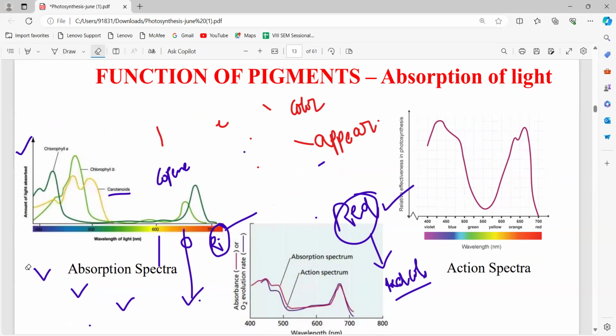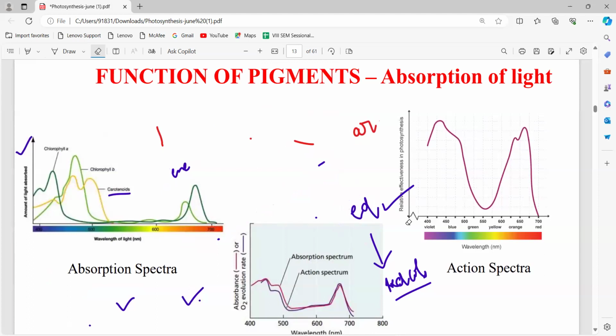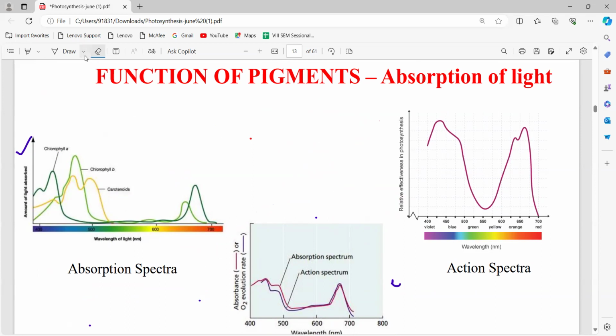So in final words, whatever color is absorbed by the pigment never appears in that color. But whatever color is reflected by the pigment always appears in that color only. Never get confused with this point. That is what we call absorption spectra. Then what do we call action spectra? Very simple to understand. Absorption spectra is always talking about the pigment, at which wavelength the pigment is absorbing the maximum light.